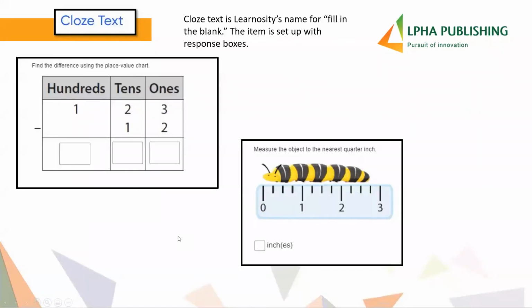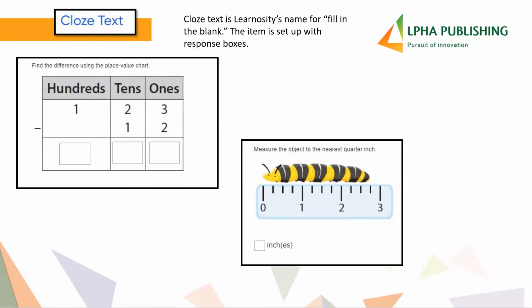Closed text is Lurnocity's name for fill in the blank. And so if you go to Lurnocity's site to learn more about their program, you'll see closed text a lot. And that's the reason why we're going through some of the vocabulary. Everything on Lurnocity's promotional site is free to look at, free to demo, free to play with. So you might want to go there and get familiar with particular items.